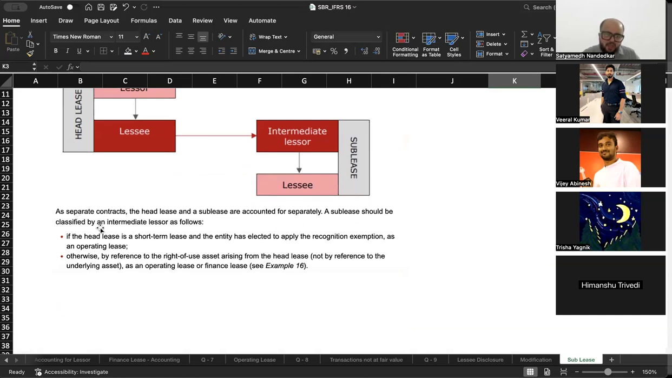A sublease should be classified by an intermediate lessor as follows. If the head lease is a short-term lease and the entity has elected to apply the recognition exemption, it is classified as an operating lease; otherwise, by reference to the right of use asset arising from the head lease, as an operating lease or a finance lease.